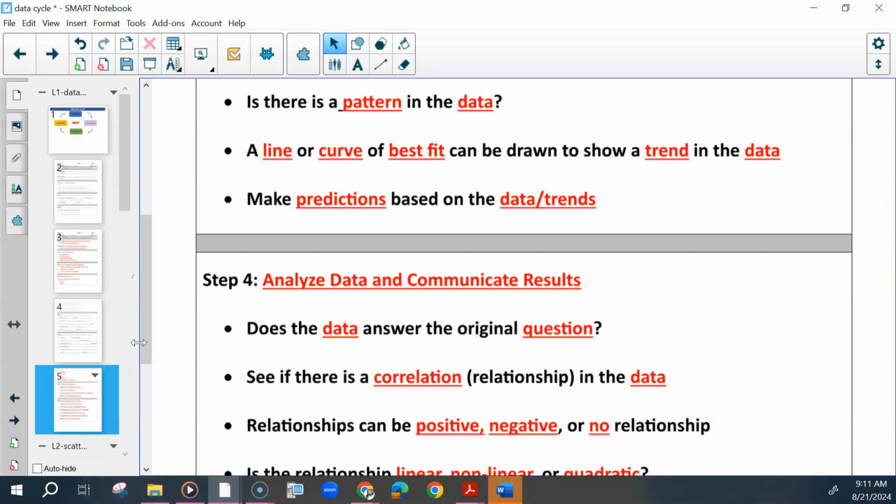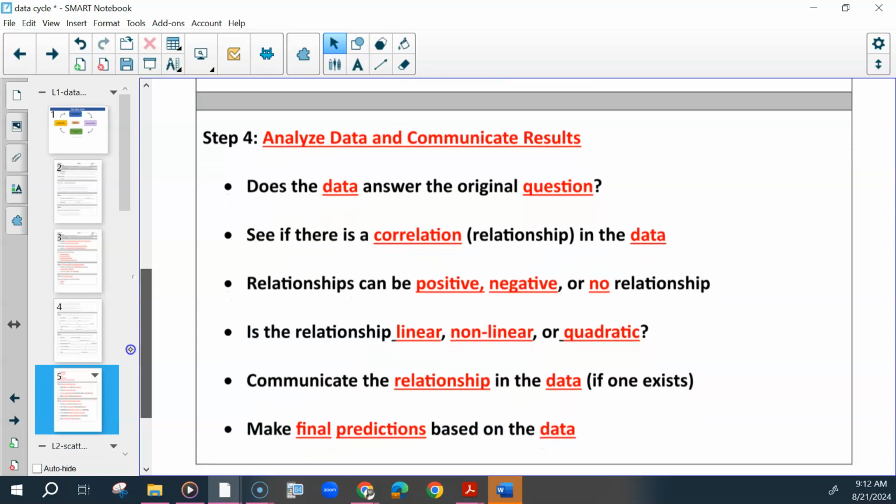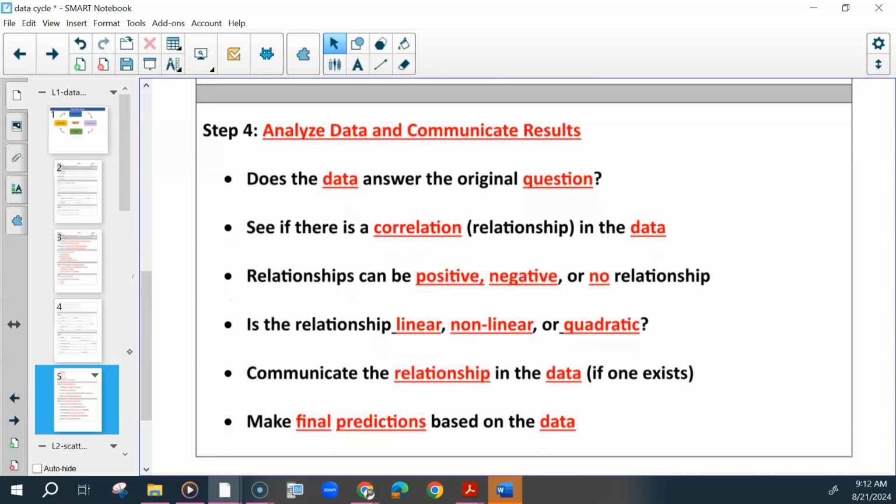But not just is it positive, negative, or does it not have a relationship at all, but does it make a line? Is it linear? Does it not make a line? It's not linear. Is it quadratic, which we'll talk about more later, but that really just means a U-shaped parabola. But again, we'll talk more about that later.